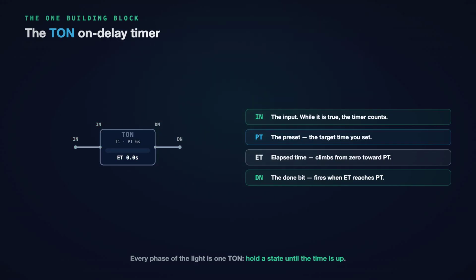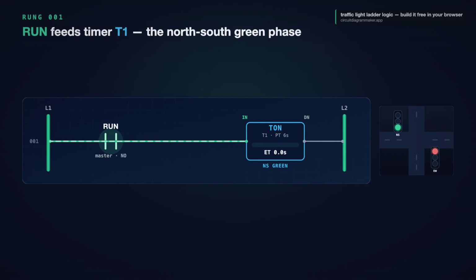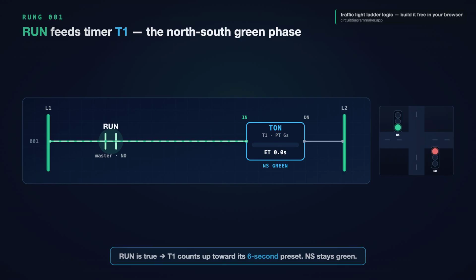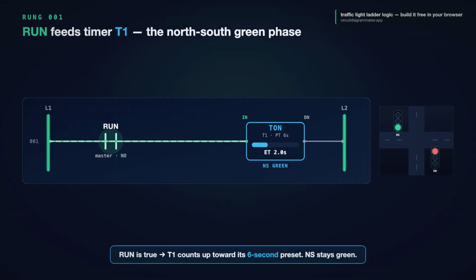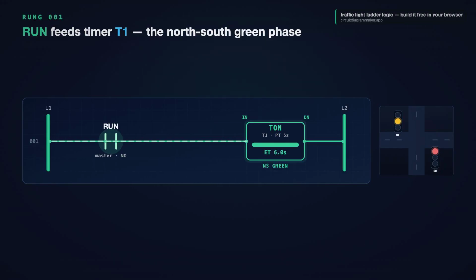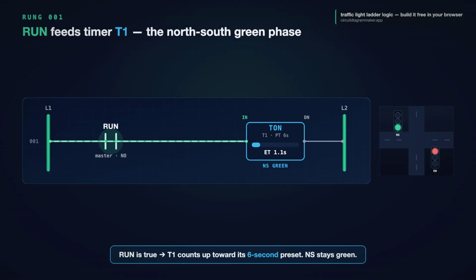We have a run bit that is simply on whenever the system has power. That is our master enable. We feed it into timer T1 with a preset of 6 seconds. T1 is the north-south green phase. Run is true, so T1 starts counting the moment we power up. For 6 seconds, its elapsed value climbs toward the preset, and during that whole window, north-south stays green. When elapsed finally hits 6, T1's done bit fires. And that fired bit is our signal that the green phase is over. One rung, one timer, one phase.